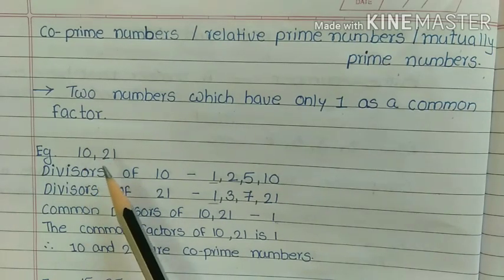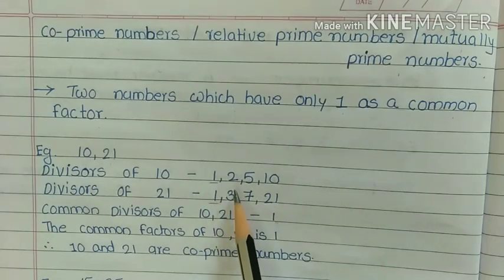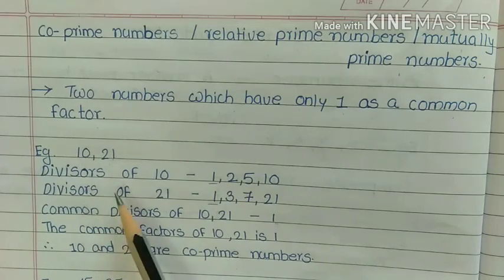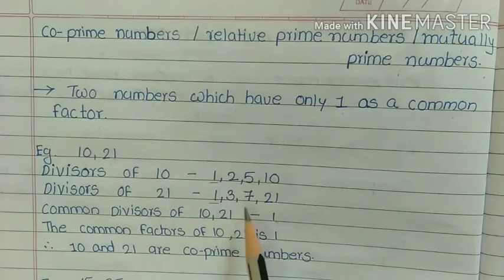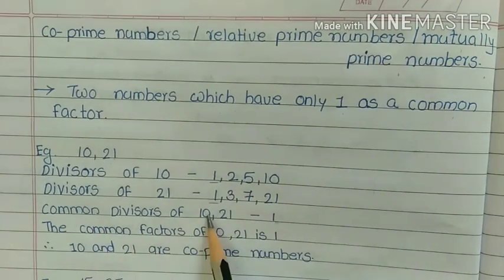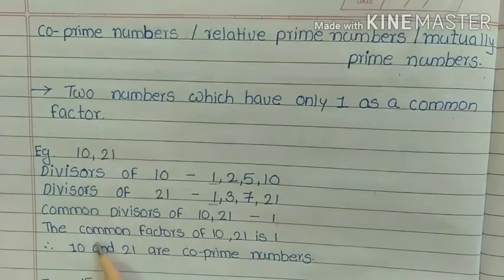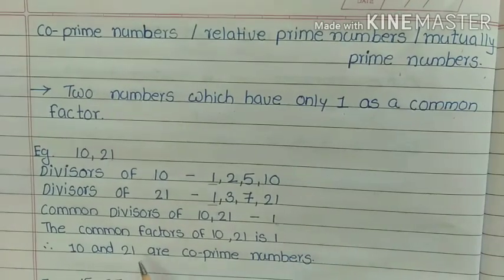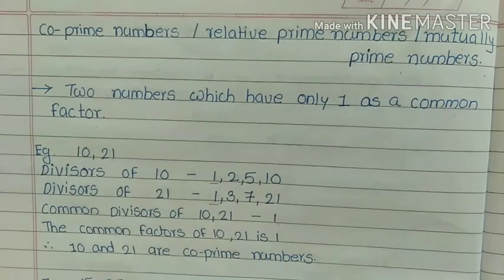For example, 10 and 21. Divisors of 10: 1, 2, 5, 10. Divisors of 21: 1, 3, 7, 21. Common divisors of 10 and 21: 1. Only 1. The common factor of 10 and 21 is 1. Hence, they are co-prime numbers.